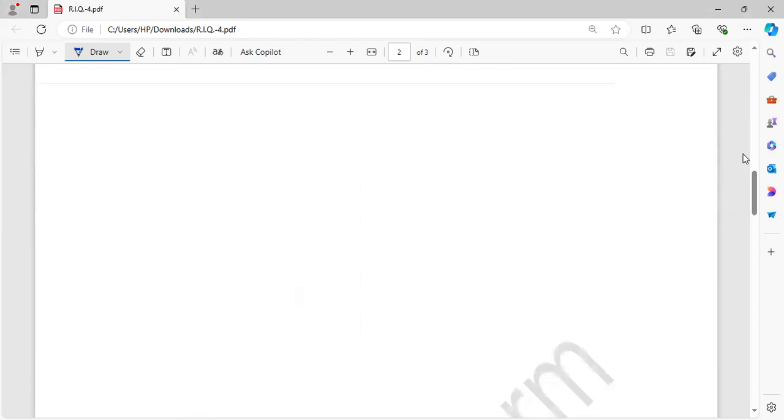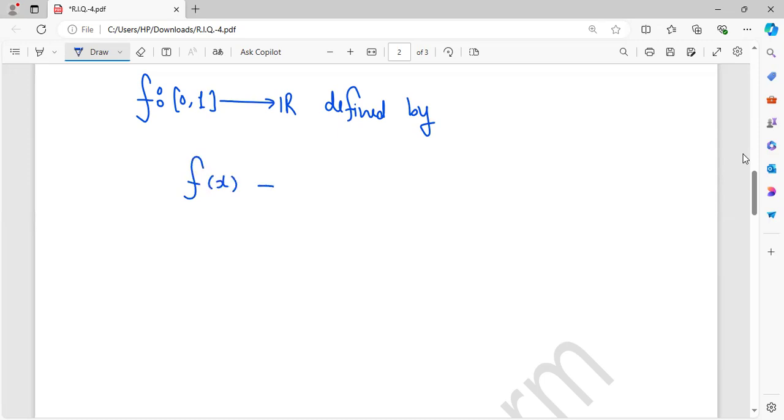Now, take this function f. Okay, so f from the interval [0, 1] to R, defined by f(x) is equal to 0 if x is 0, and it is 1 if x belongs to the open interval (0, 1).